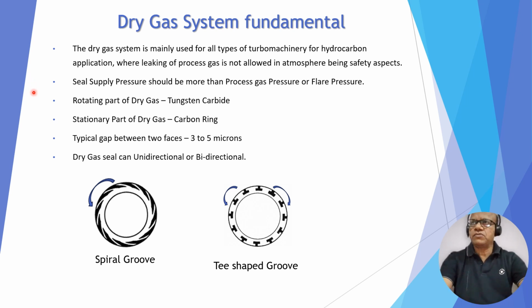A dry gas seal is used for hydrocarbon applications because we cannot release the hydrocarbon into the atmosphere, because of safety aspects. The dry gas seal supply pressure should be higher than the process gas as well as the flare pressure. The rotating part of the dry gas seal is tungsten carbide. The stationary part is a carbon ring. The gap between the two faces is 3 to 5 micron, and a dry gas seal can be unidirectional or bidirectional. If it is unidirectional, the shape will be spiral grooving, and if it is bidirectional, it is a T-shaped groove.